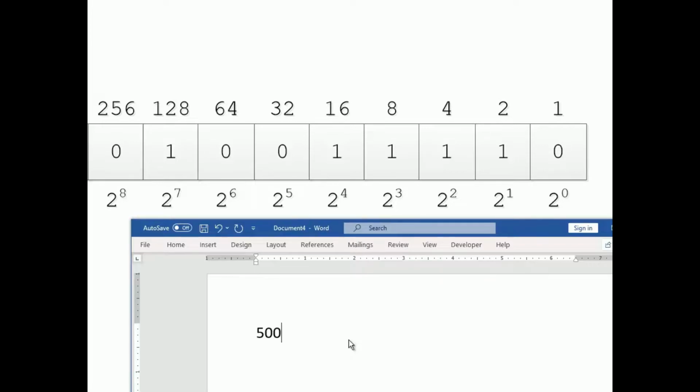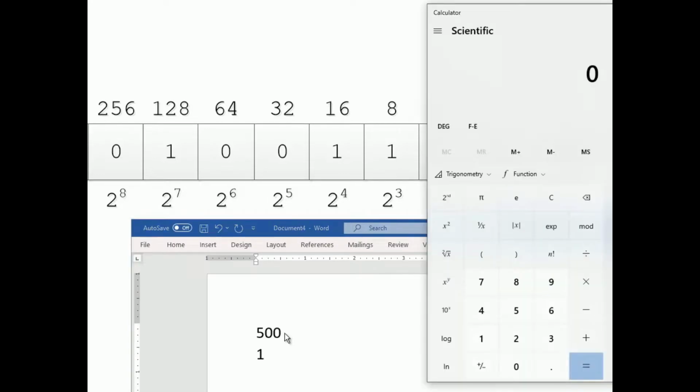The way to do that is to start with the largest power of 2 that is close to 500 but doesn't go over. That's going to be 2 to the 8th, or 256, because the next power is 2 to the 9th, 512, which is too large. So we put a 1 in the 2 to the 8th position. Now we need to figure out how much is left of our original number that we need to represent. We've taken care of 256, so we subtract that from 500, giving us 244.